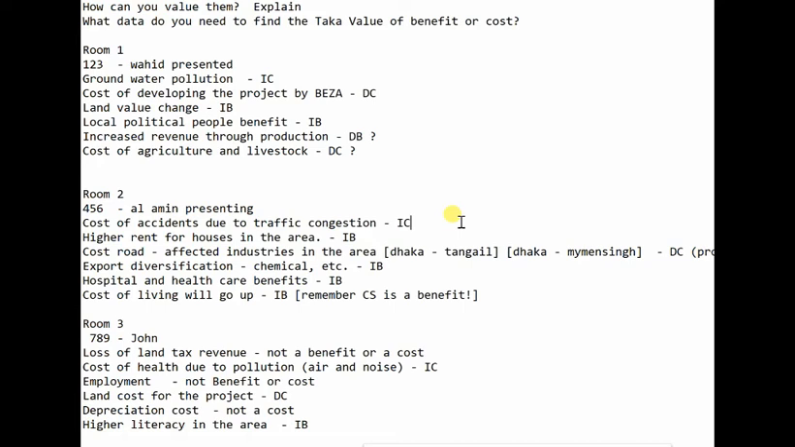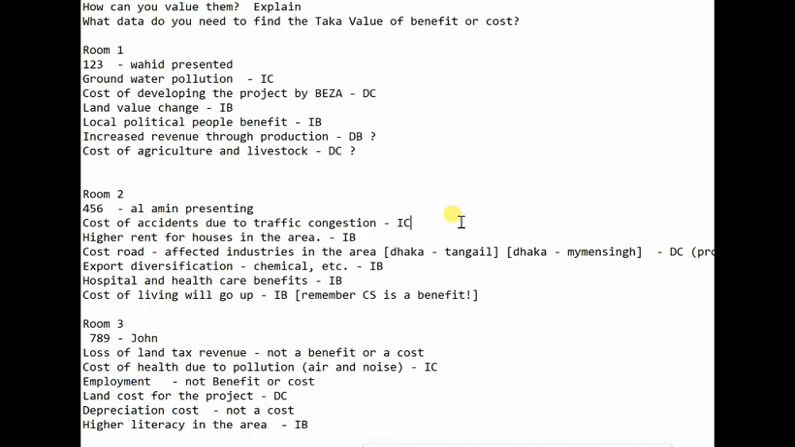Export diversification is an indirect benefit, perfect, because it's not something government is going to enjoy, the country is going to enjoy, not the BEZA. BEZA has nothing to do with whether you export garments or plastic products. For them, it's nothing to do with me. Hospital and healthcare benefits to the local people are indirect benefits. Perfect.